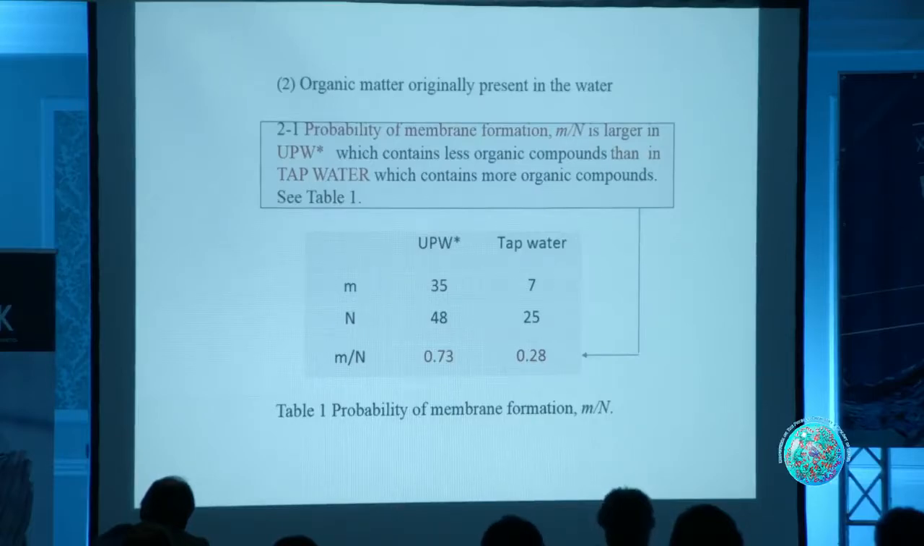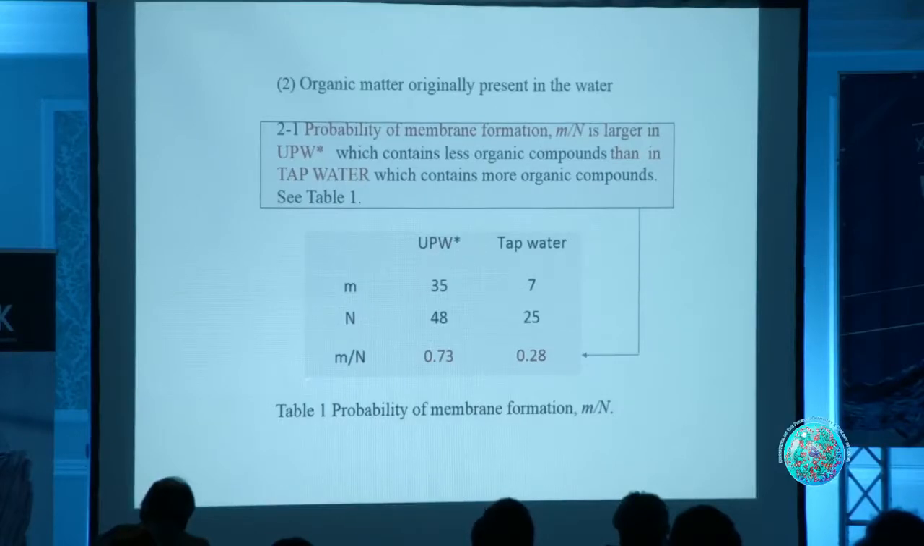Now the second one. This table shows the probability of membrane formation, m by n. Small m means the number of experiments in which the formation was generated, and n is the total number of experiments. We see the UPW asterisk ultra pure water contained here.